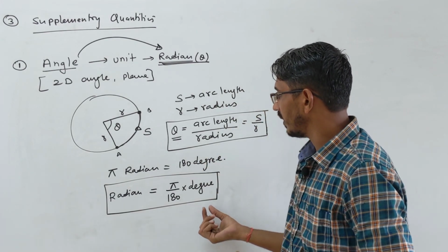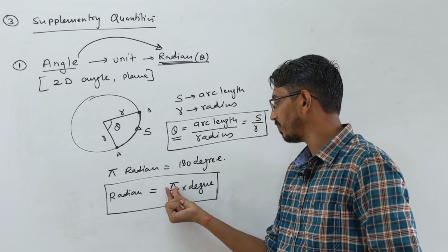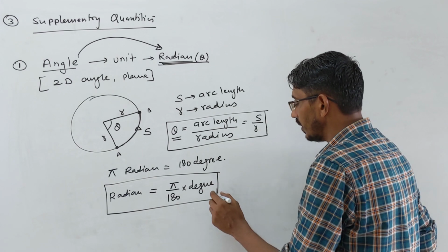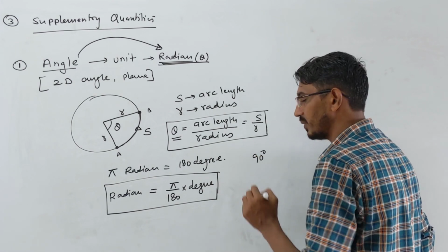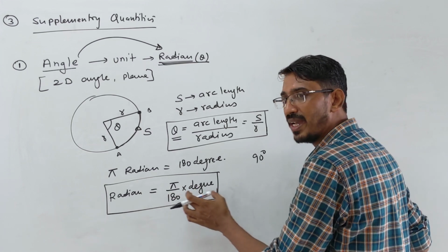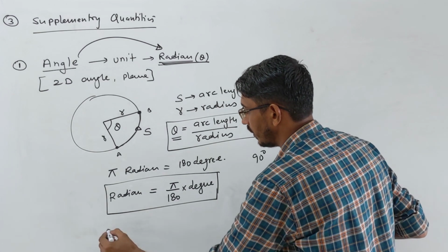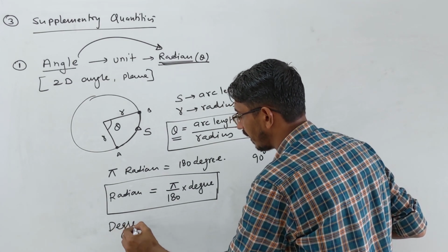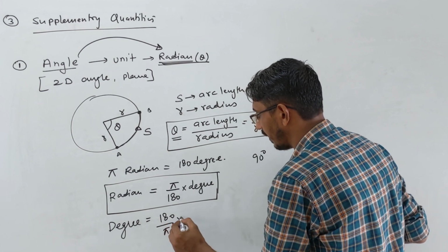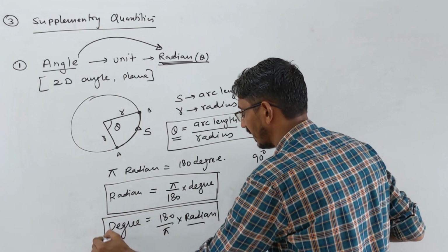You want to convert degree into radian, then whatever degree is given to you, multiply with pi by 180. You will get the answer in radian. Suppose I say 90 degree: you put 90 here, pi by 180 into 90, it becomes pi by 2 radian. Or if you want the opposite, degree will be 180 by pi into radian. You put your radian here, you will get the answer in degree.